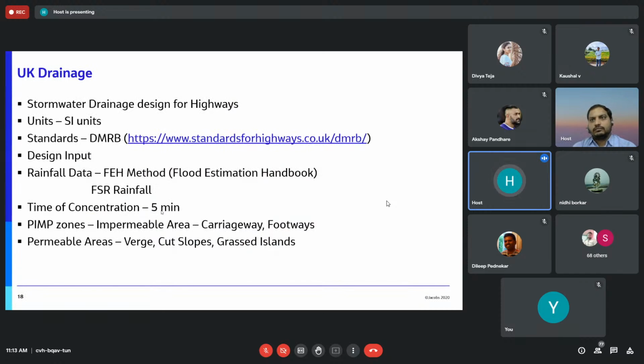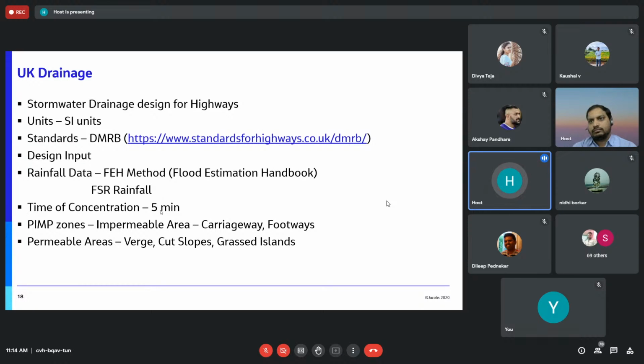In UK drainage, the units we usually use are SI units, like meters and kilometers. The standards we use are the DMRB standards, for which the link is given. It covers a lot of things, like what time of concentration you need to use, what rainfall data you need to use, and what kind of limiting rates for the water we have. I will quickly cover what Omkar has also talked about before, but in reference to UK drainage.